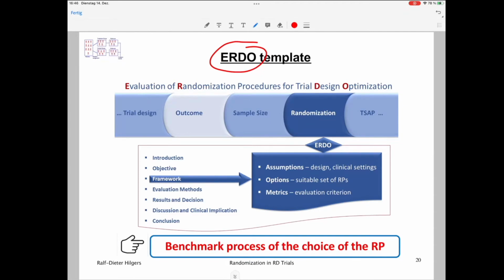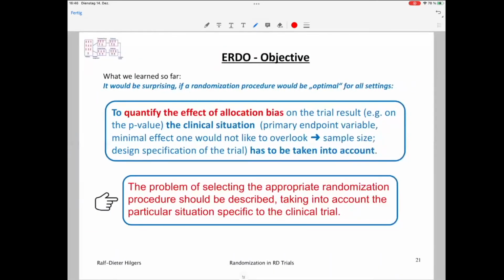And I think what you can do is a good thing, because you have more valid observations. So ERDO is a structured approach, we have the software available, and we have methods available, and we can do that for almost all important scenarios. So it's more of a benchmark process for the choice of the randomization procedure. We start by quantifying the effect of allocation bias on trial results. We can also include chronological bias, but that's not my topic today.